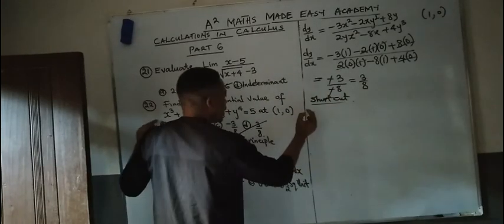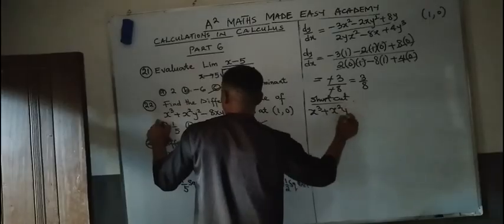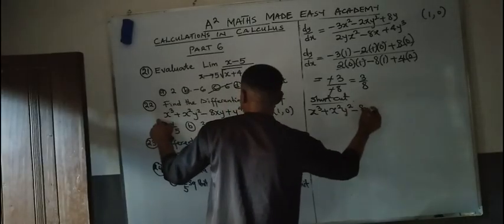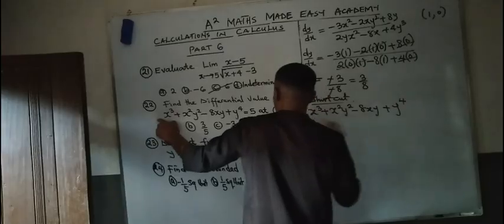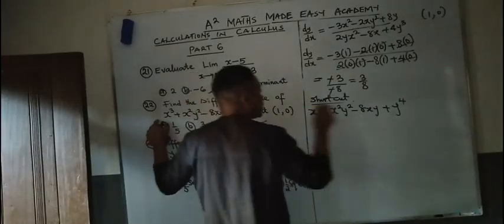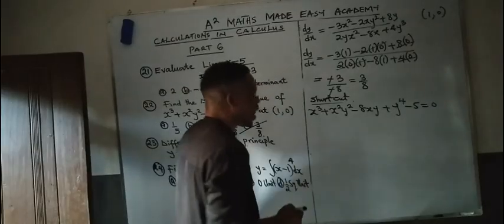What is the question? x raised to power 3 plus x squared y squared minus 8xy, then plus y raised to power 4. And when 5 moves over this way, it becomes minus 5. Everything should be equal to what? 0. Are you with me now?